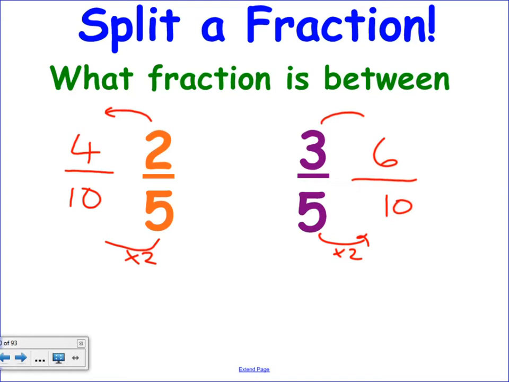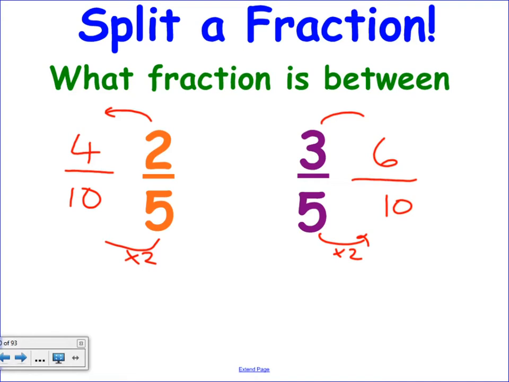So what's the fraction between 2/5 and 3/5? If I've got 4/10 over here and 6/10 over there, can everyone see that 5/10 is the fraction that's missing? Yeah? There's a gap between 4 and 6. There wasn't a gap between 2/5 and 3/5. Does that make sense?